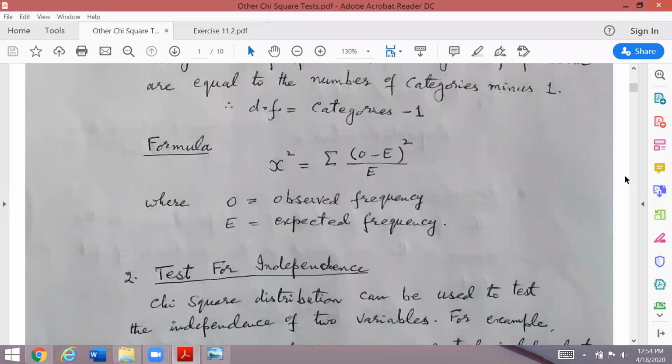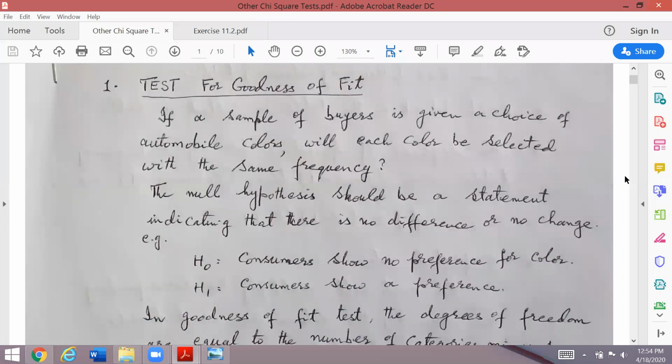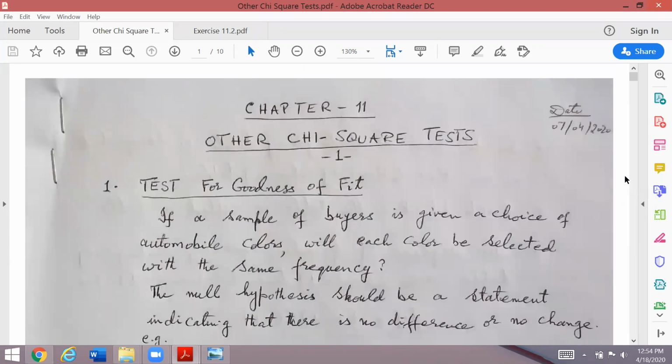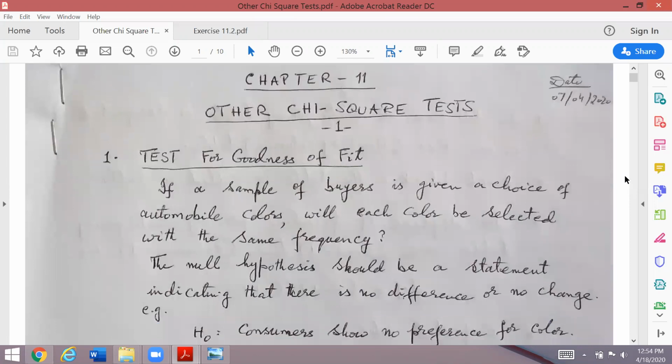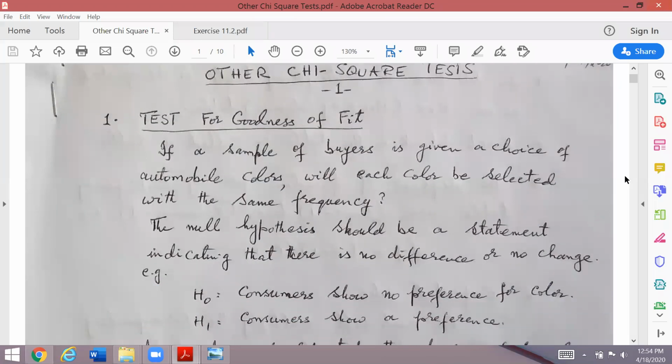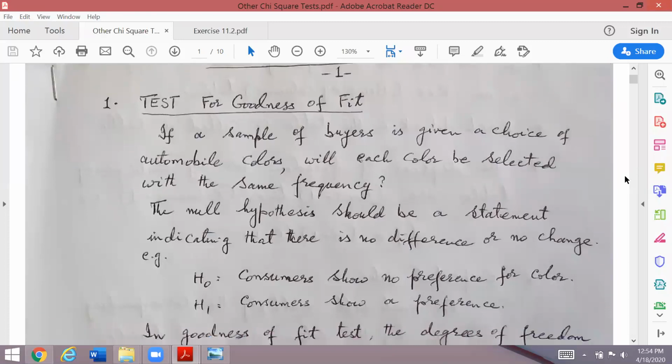And let me tell you that in that case, you had been just observing whether, if different categories are given to us, every category is being equally liked by the customers or not. In that case, I told you the degree of freedom formula was category minus 1.